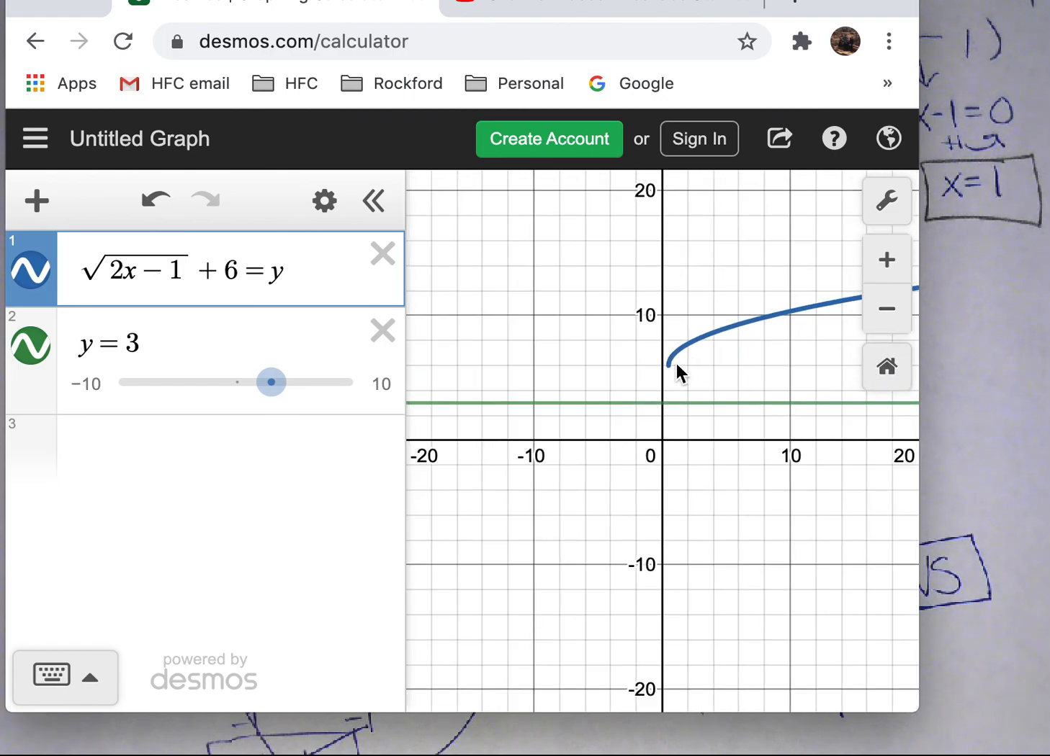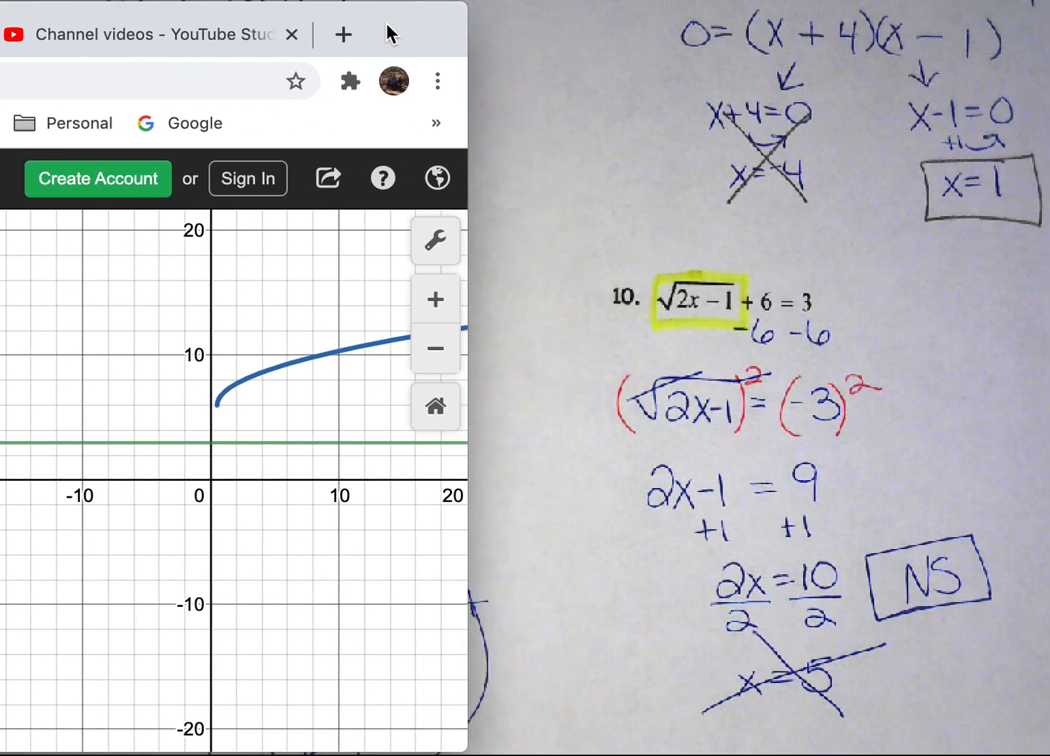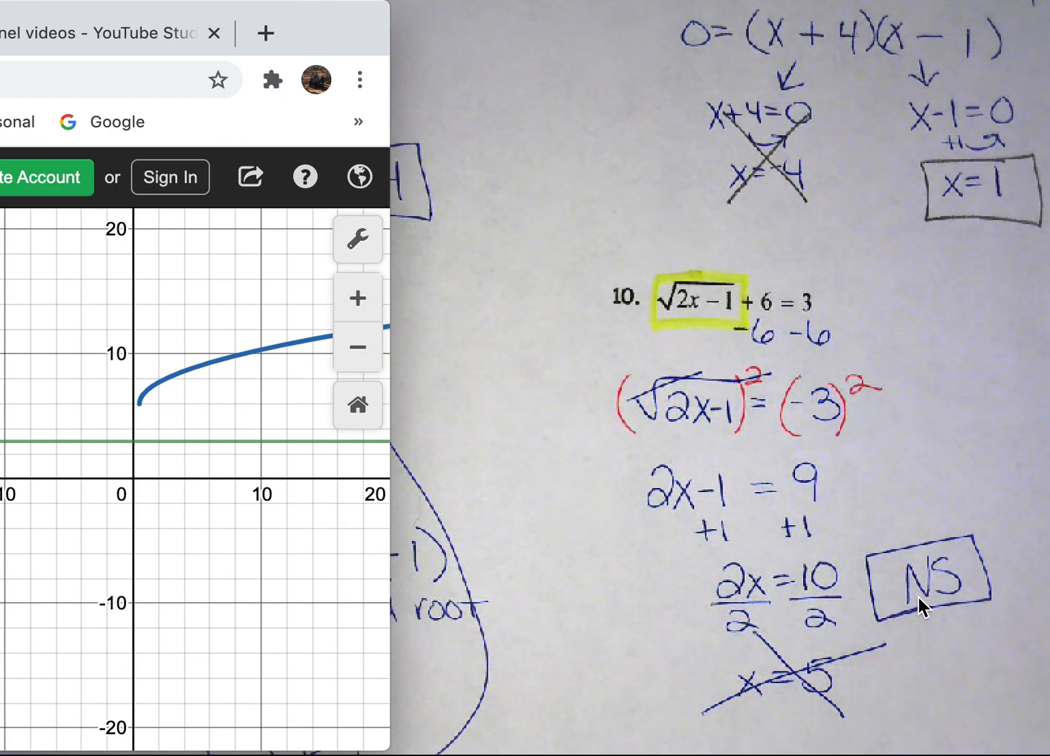So there you can see this top one, that's this one. Okay, so you've got this square root one, and then notice you have the 3. Do you see how they never cross? So our answer here, our answer of no solution is correct. So that concludes lesson 10.3.